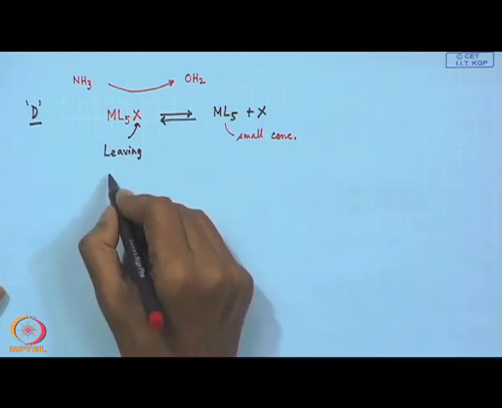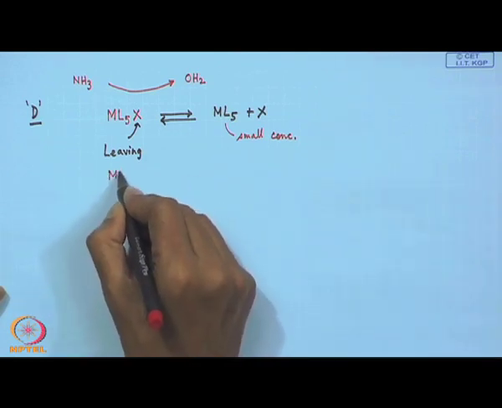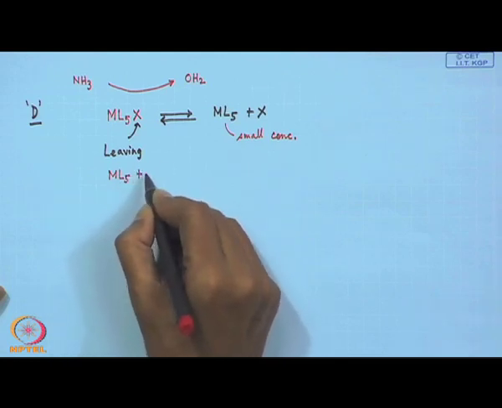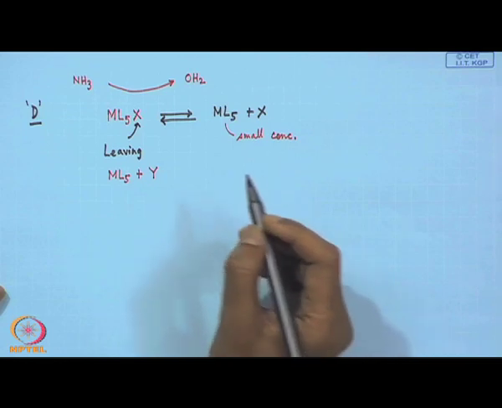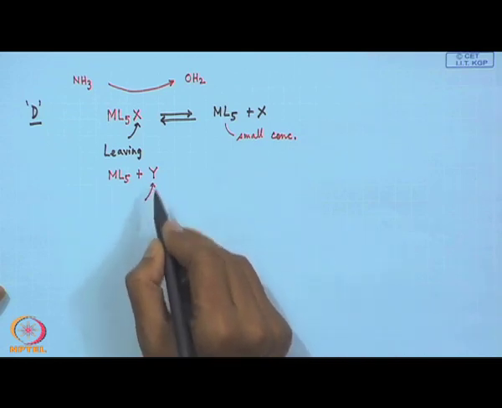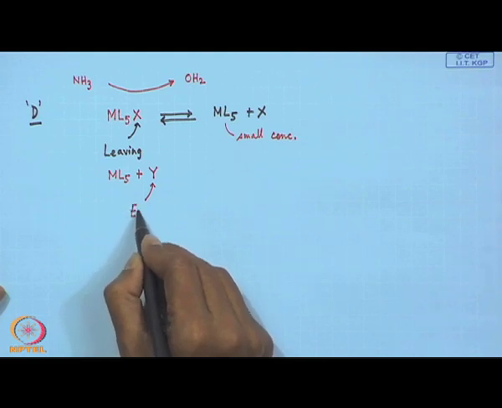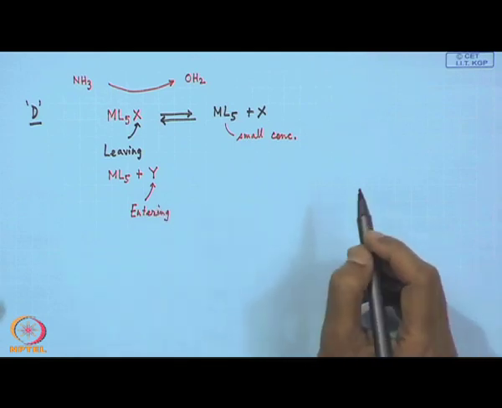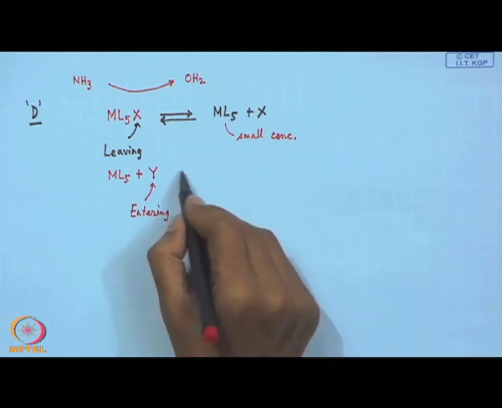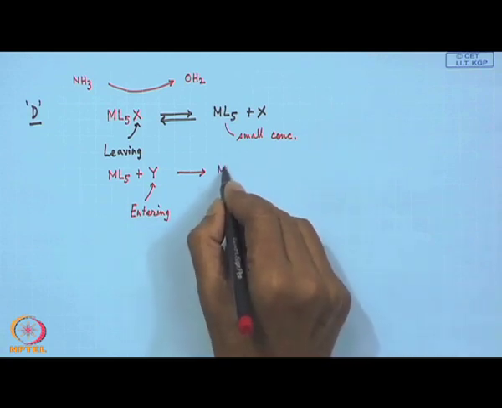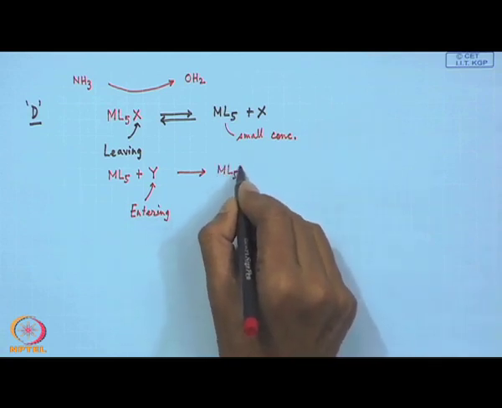Then this ML5 can react with Y, which is our entering ligand. Y is our entering ligand, and this is also forming ML5Y.